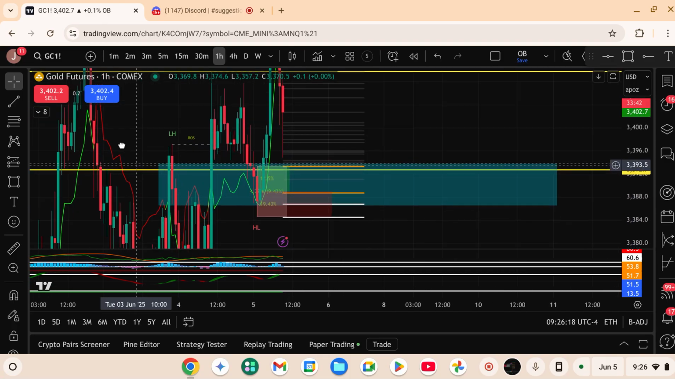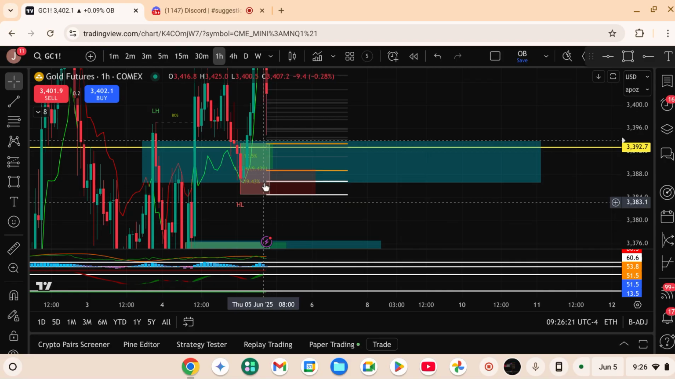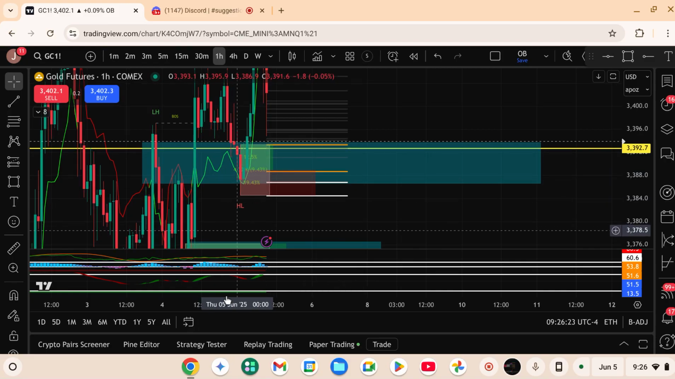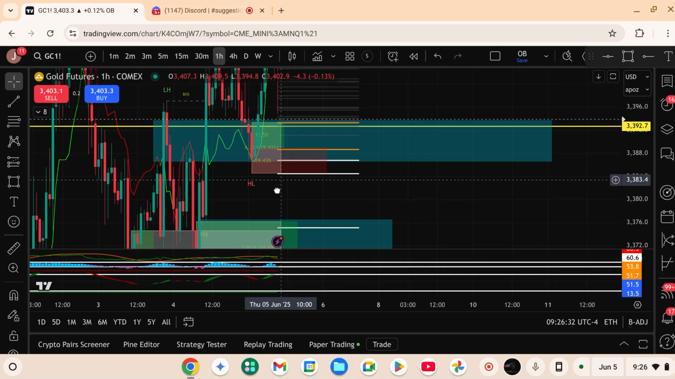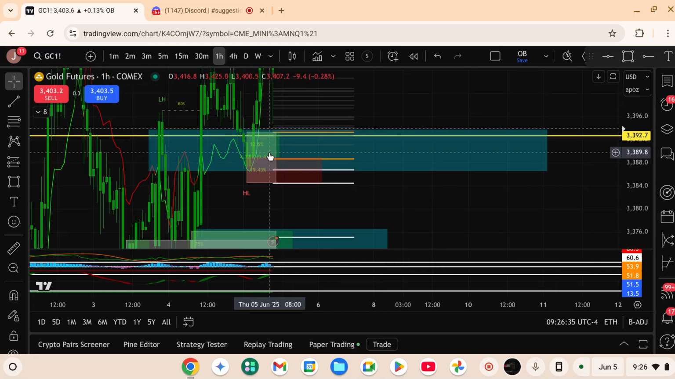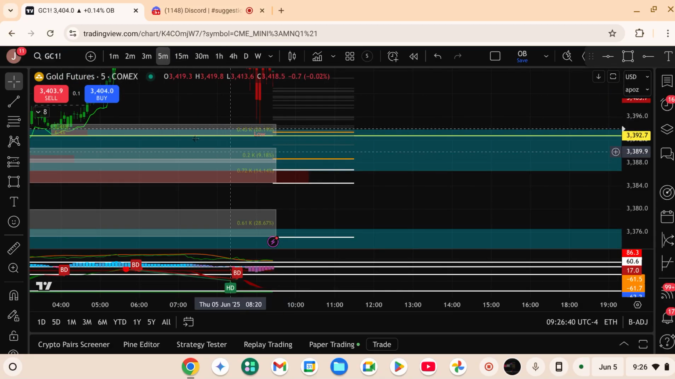So this is the highest probability. Either this one and this one, because you got a 1 hour bullish order block, and then you got a 5 minute order block right here. This one, and actually these ones here, they're overlapping that 1 hour order block. So anytime you got a smaller time frame that's overlapping with a higher time frame, that's the highest probability areas you could take trades off of.